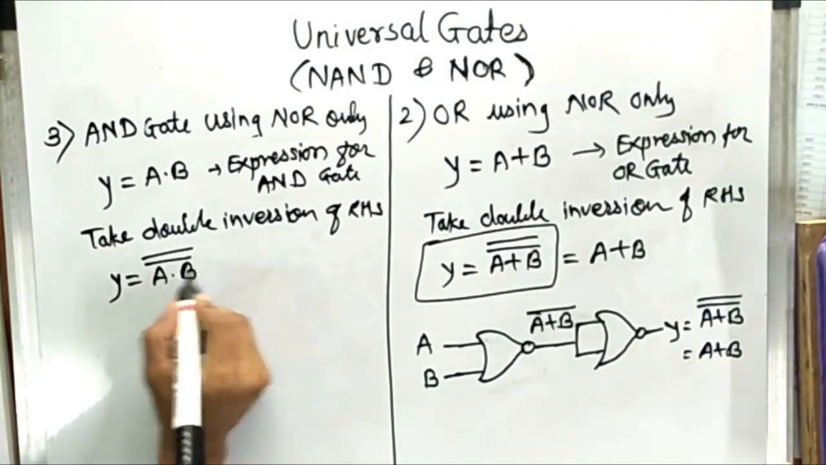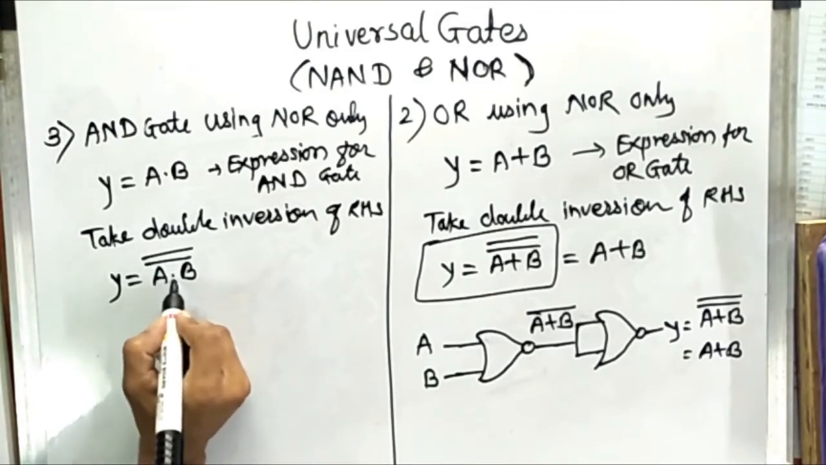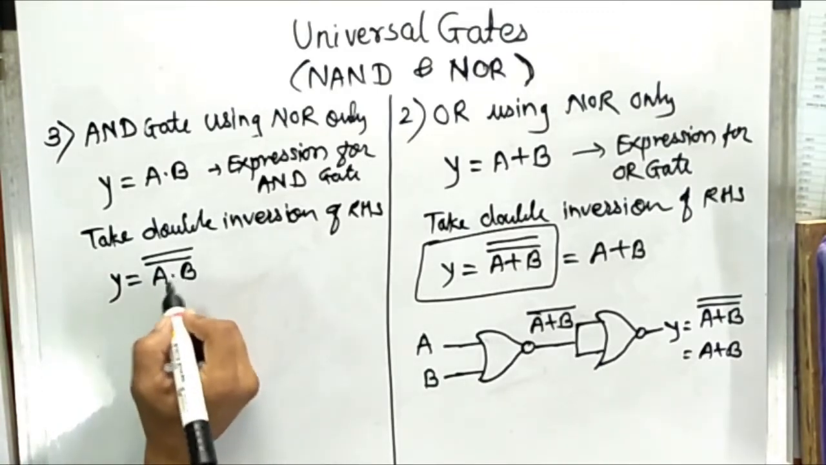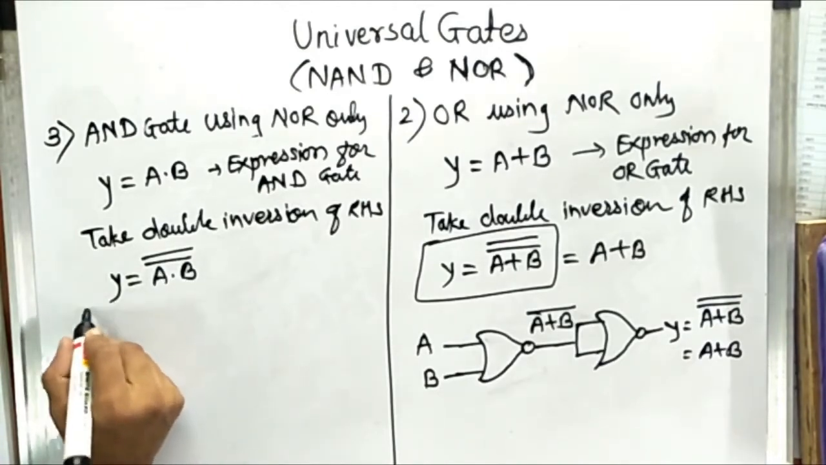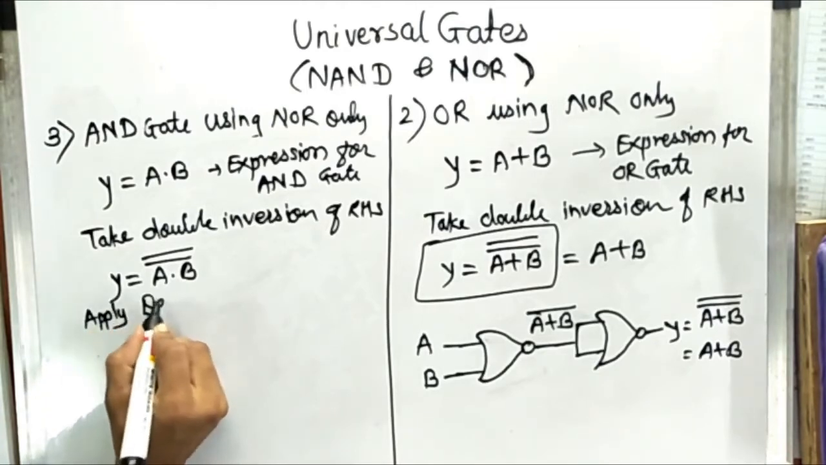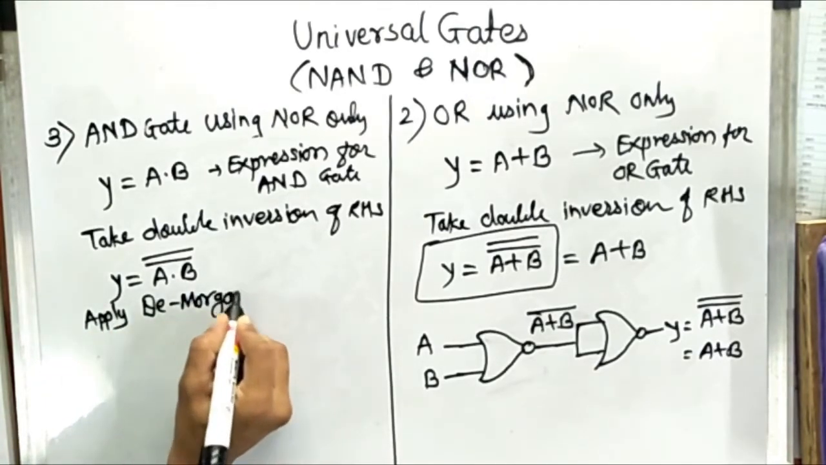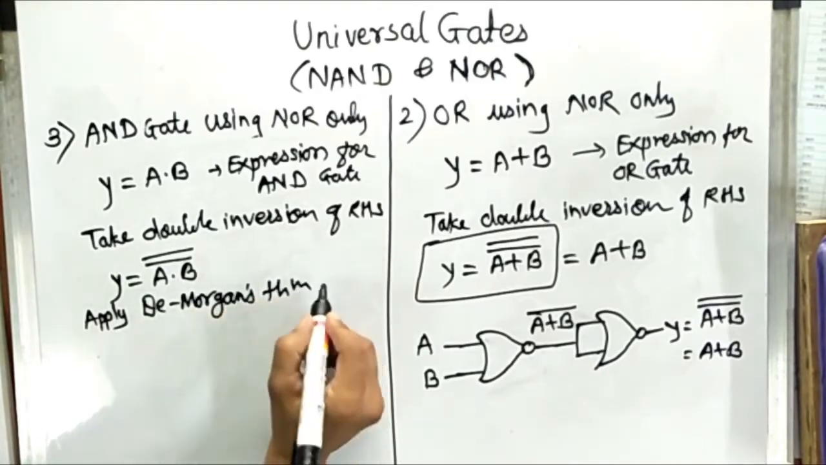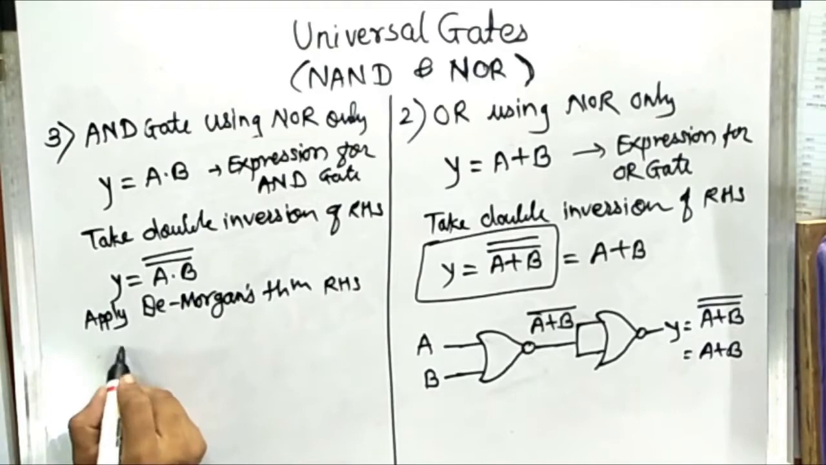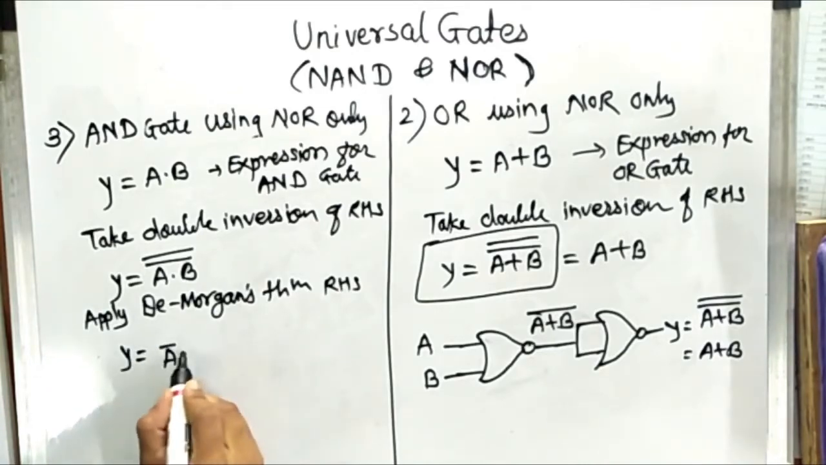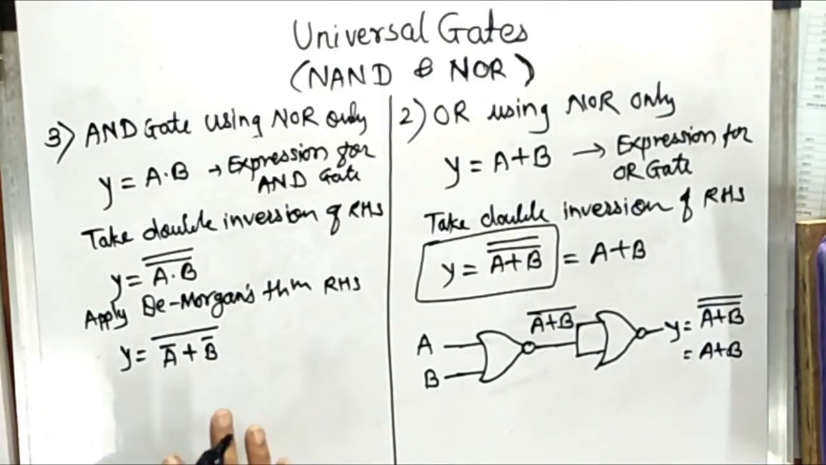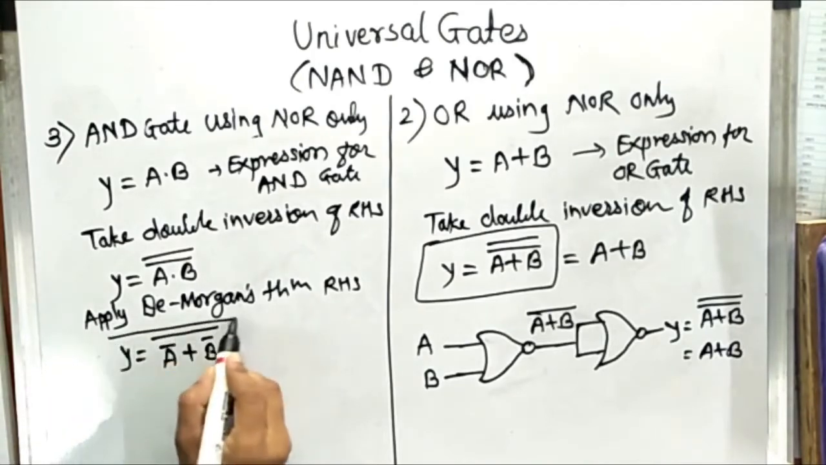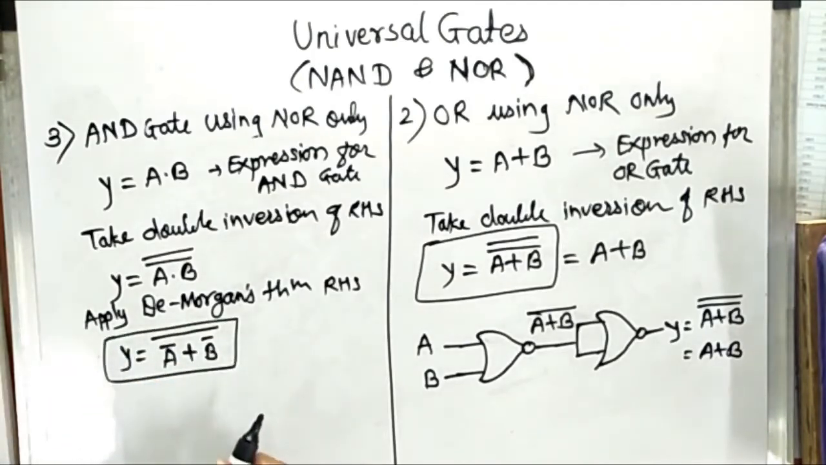We have to convert this AND sign into OR, this NAND into NOR. So we have to apply De Morgan's theorem to this RHS. So here we get A complement plus B complement whole complement. So this is the required expression to construct the AND gate using NOR only.